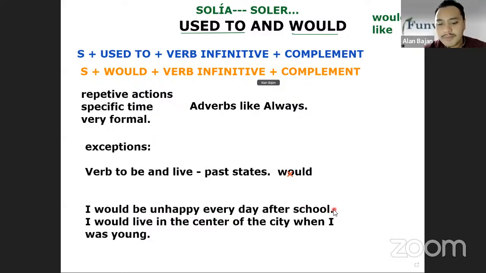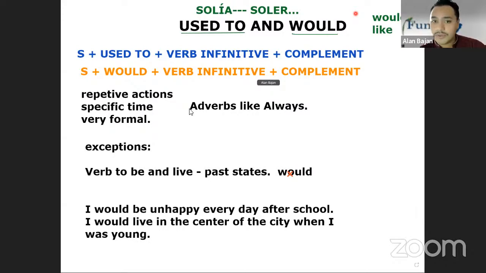Doesn't work. Why? Because for the English language, would and the verb to be don't match. They're not considered that you can be unhappy every day after school. That's not possible. Porque las emociones no son repetitivas, no son permanentes. Tampoco podemos vivir varias veces en un lugar. El verbo live es considerado no repetitivo, because you can live in one place and live again in one place. Right? Es como si se mudara todos los días. That's not possible.